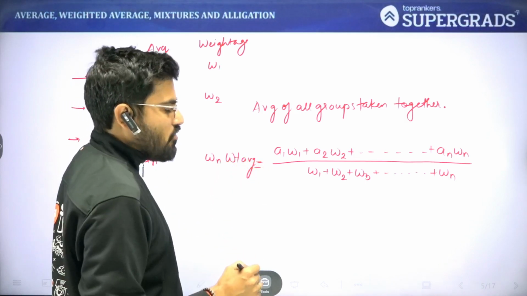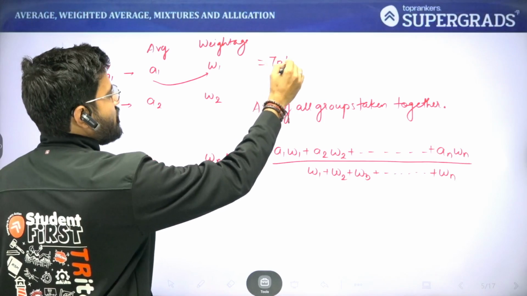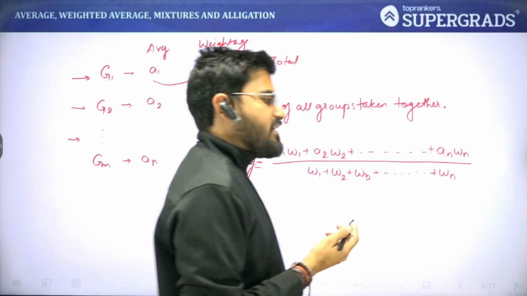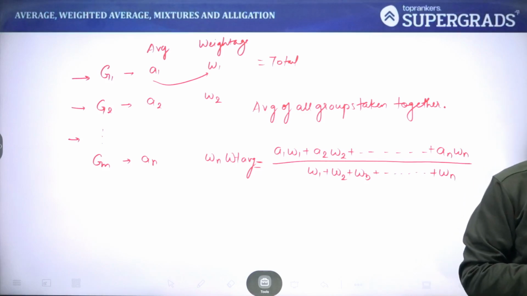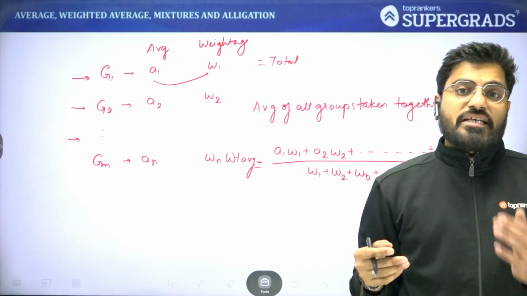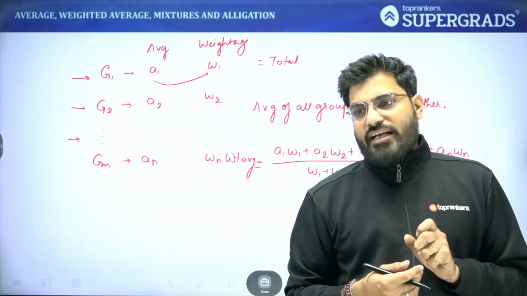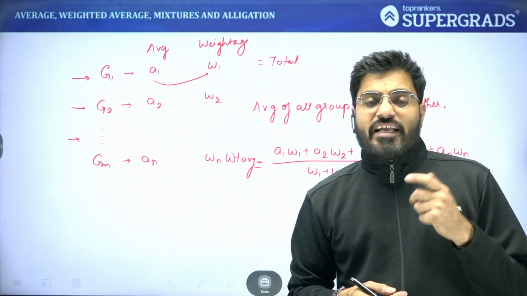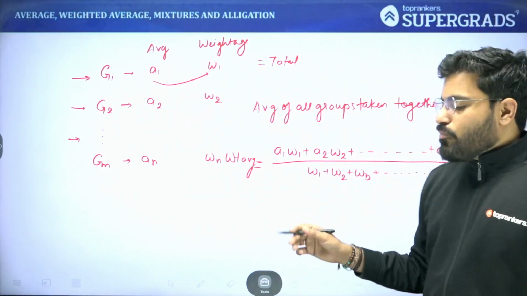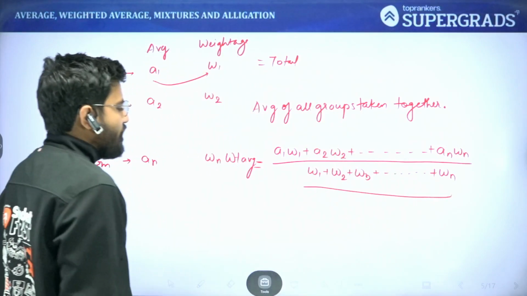So the weighted average: A1 multiplied by W1 will give me the total. Similarly, A2 multiplied by W2 will give me the total of the second group. A3 multiplied by W3 will give me the sum total of the third group. So what is the weighted average? It is A1W1 plus A2W2 plus A3W3, meaning each average multiplied by its corresponding weightage, summed up, and divided by all observations. And the sum of all observations is W1 plus W2 plus W3 up to Wn. This is known as your weighted average.